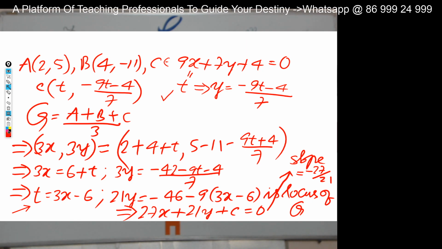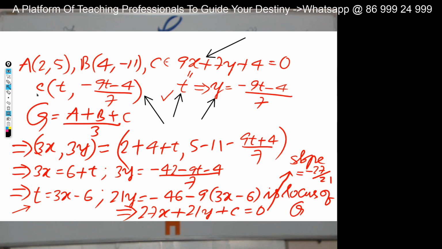Which idea, please? Taking C like this. Where from? From the line equation. How? We have taken x as t, and when you get x as t, this y becomes minus 90 minus 4 by 7. So thereby C becomes x is t and y is minus 90 minus 4 by 7. So you have now got all the 3 points A, B, C.